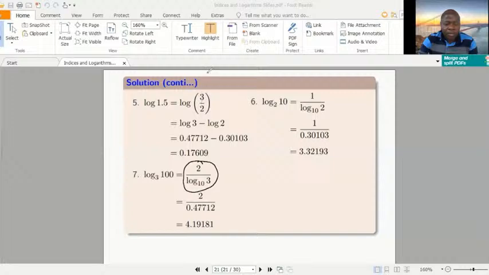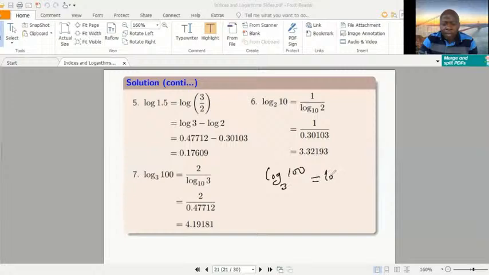Let's go back to the question. The question is: find the log of 100 to base 3. What is given to us is the log of 3 and the log of 2. That means 3 should not be in the base.